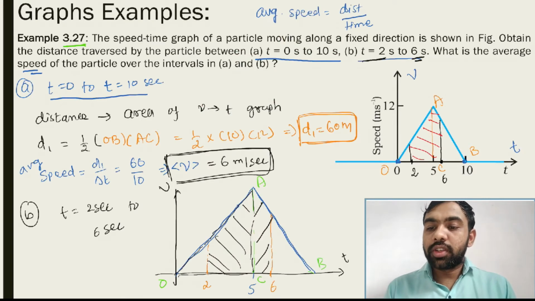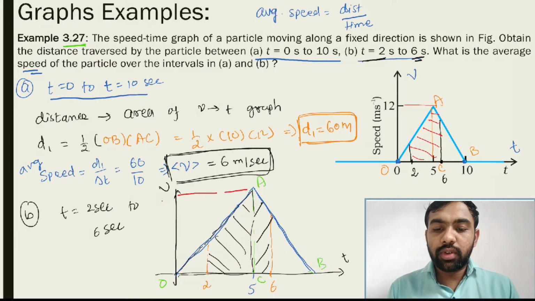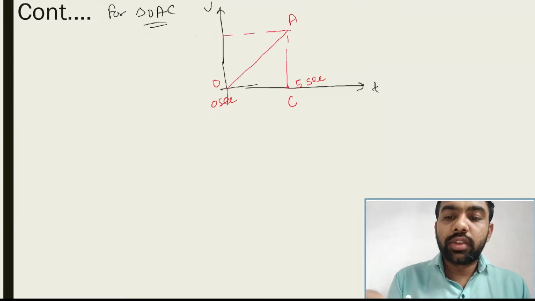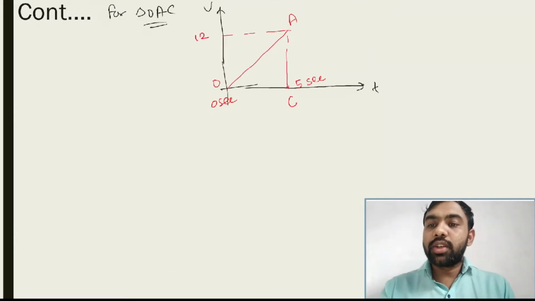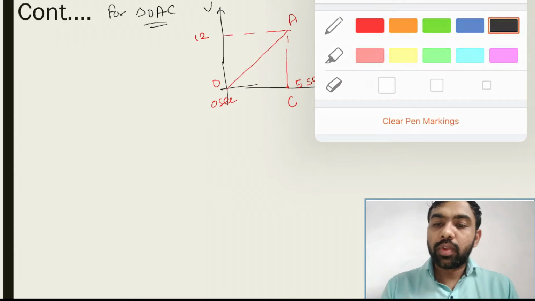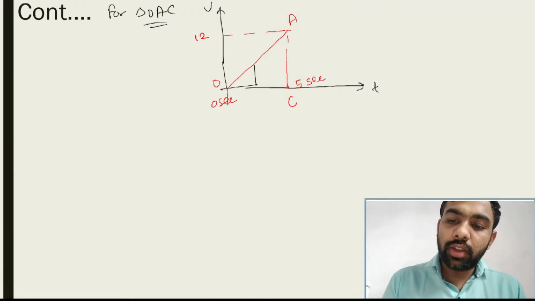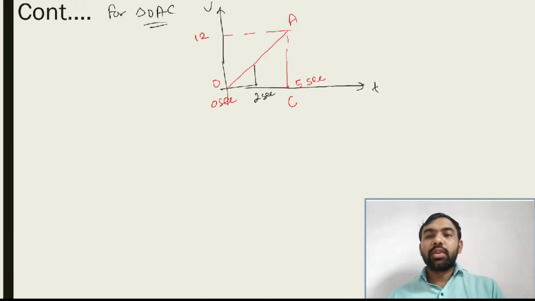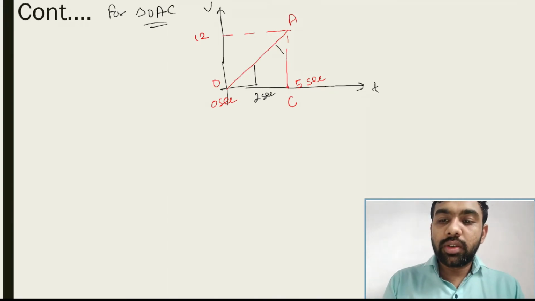C. How much is it? 12. So this is equal to 12. Let's put it here. So that is equal to 12. Where is the 2 seconds? So 2 seconds is somewhere here. At 2 seconds, what is this answer equal to?